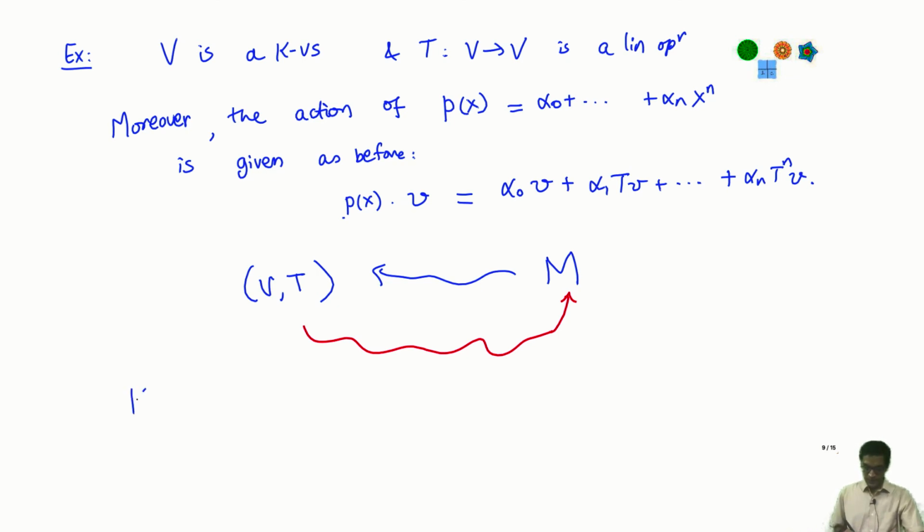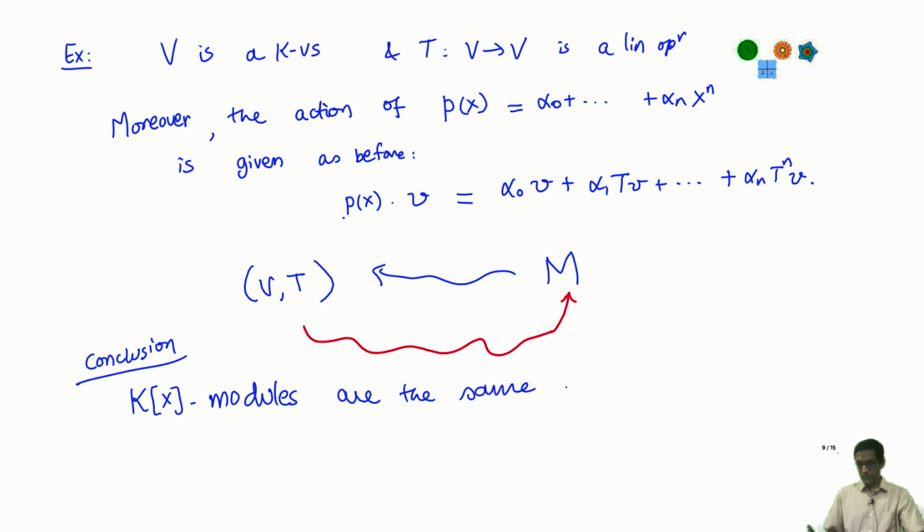So again, this is like our previous principle that abelian groups and Z modules are the same thing. Similarly here, the final conclusion is the following slightly loosely stated fact: K[x] modules are the same as pairs (V, T), where V is a K vector space and T is a linear operator on V. So these two things are the same.